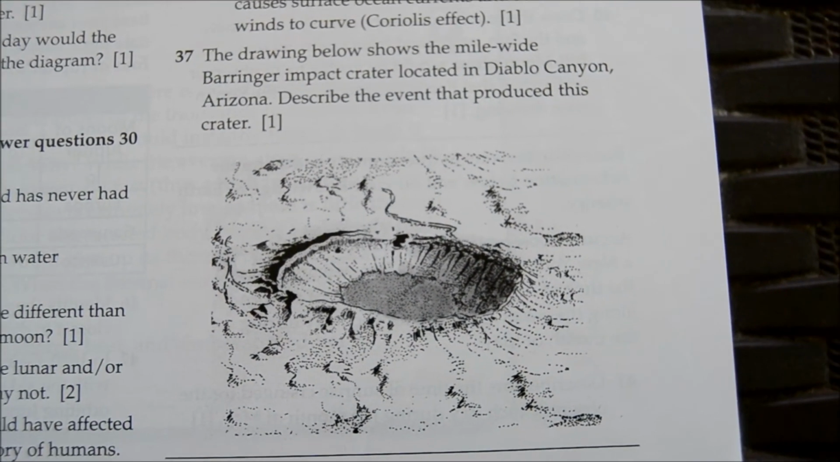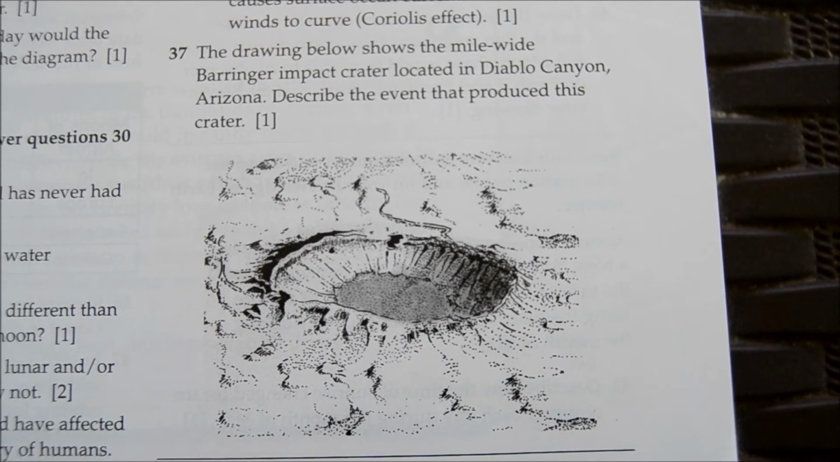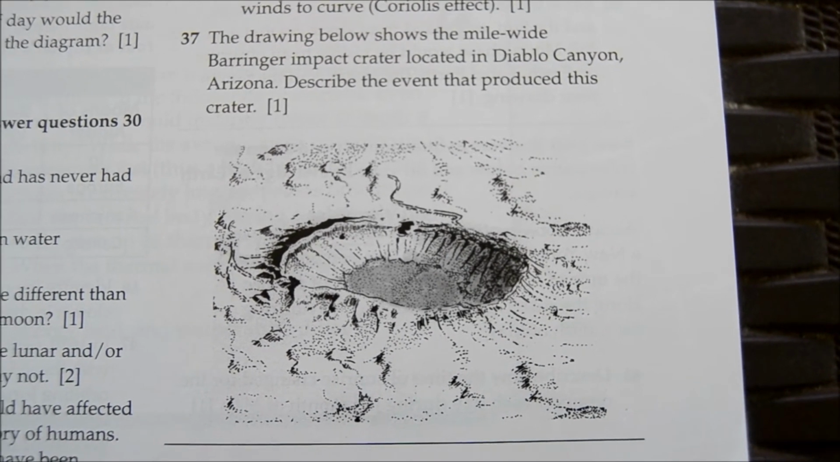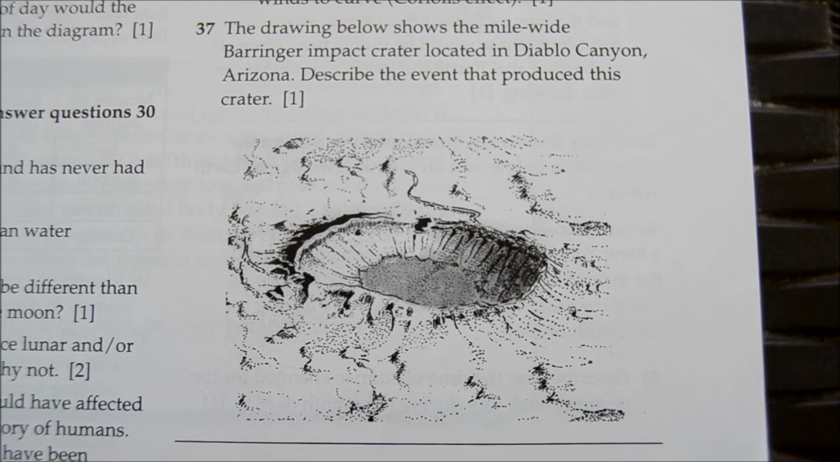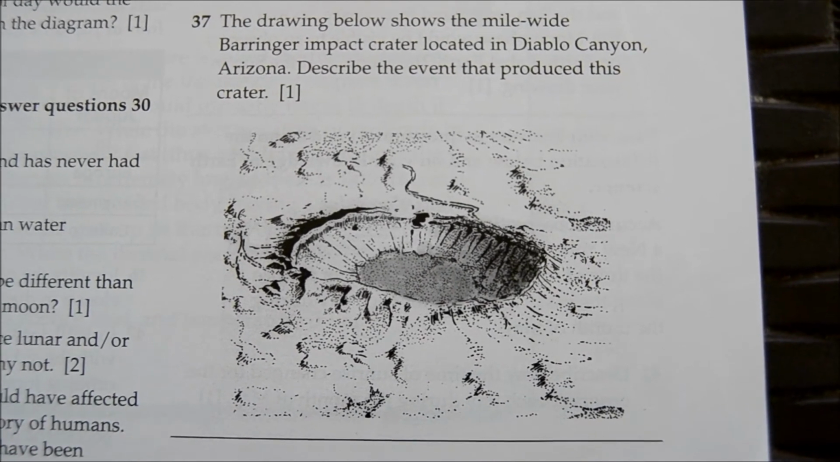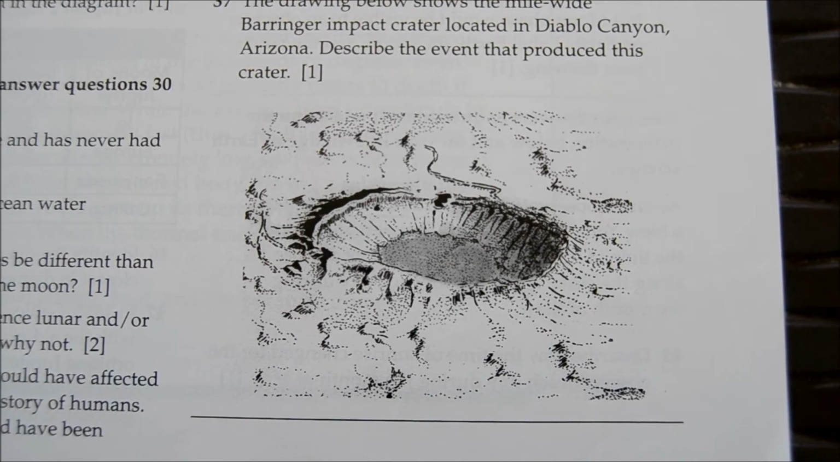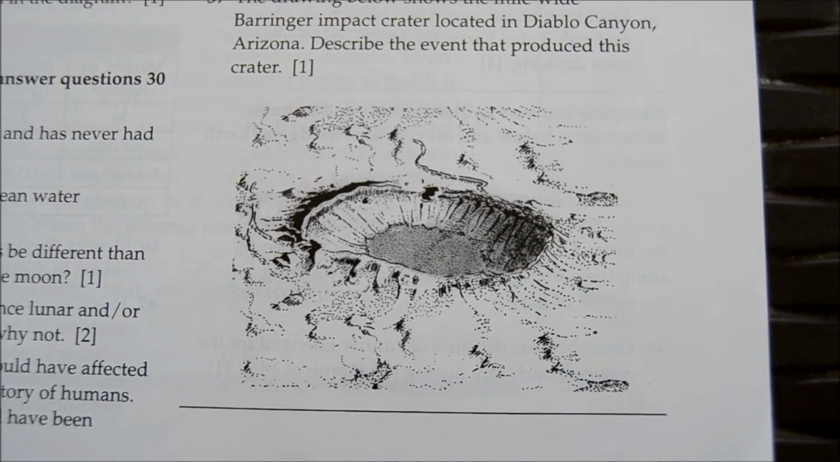37. The drawing below shows a mile-wide barrier impact crater located in Diablo Canyon, Arizona. Describe the event that produced this crater. It's a collision of an asteroid, meteorite, or a comet.